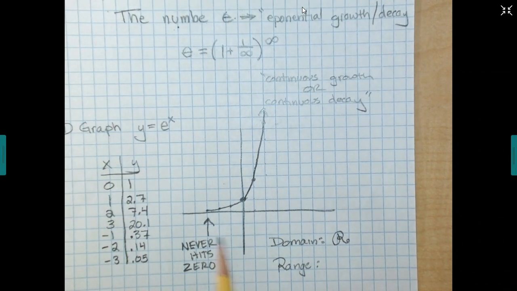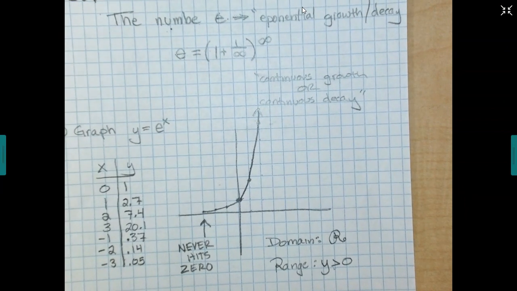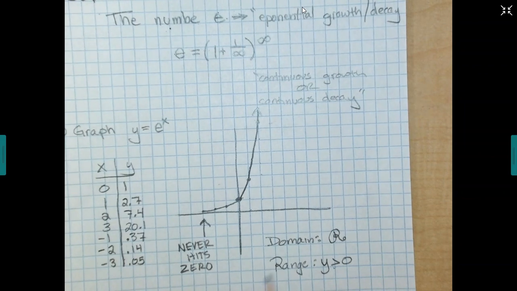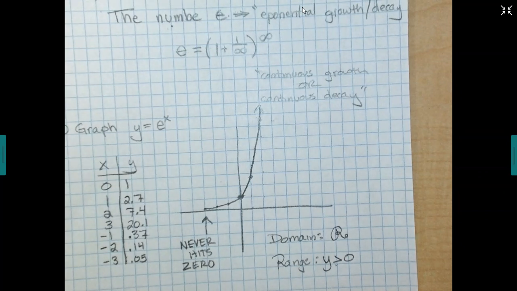And our range is it never touches 0. So y is greater than 0. It's not equal to 0 because it never equals 0. So our range is y is greater than 0. All right, looks good. Now let's check out just a basic transformation of a graph.